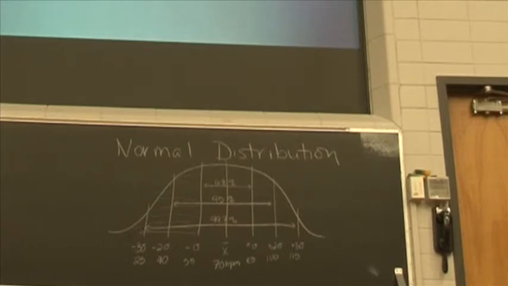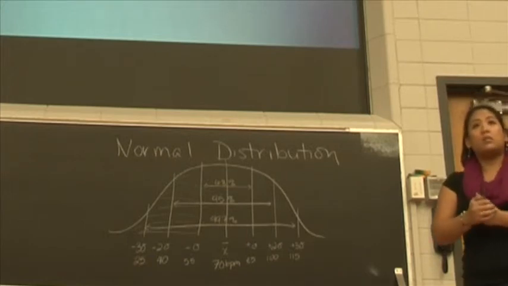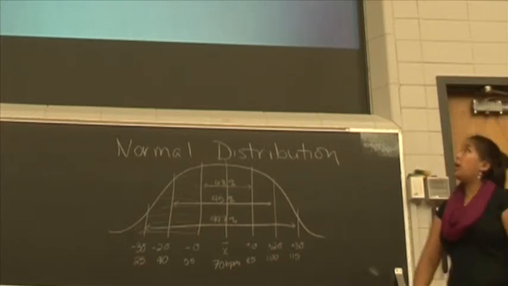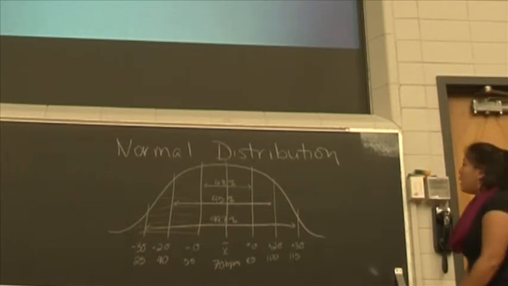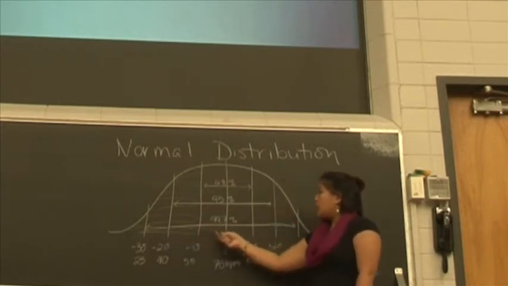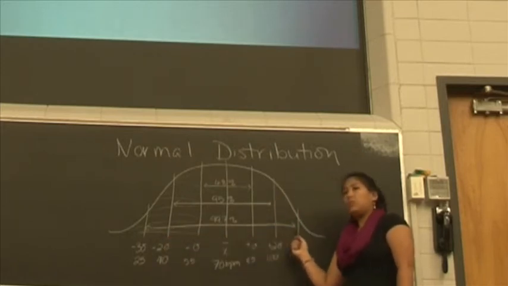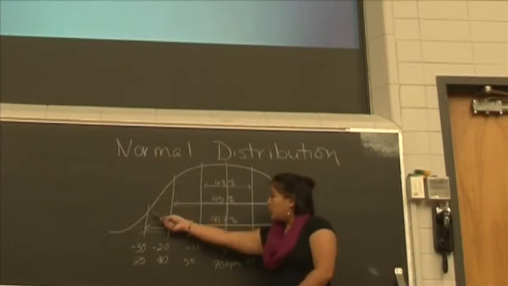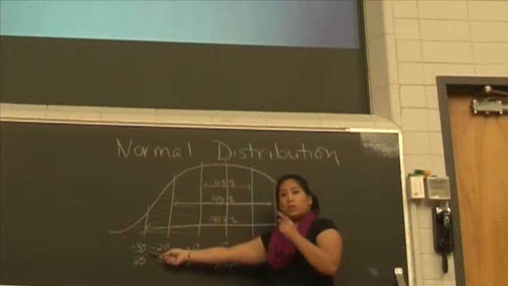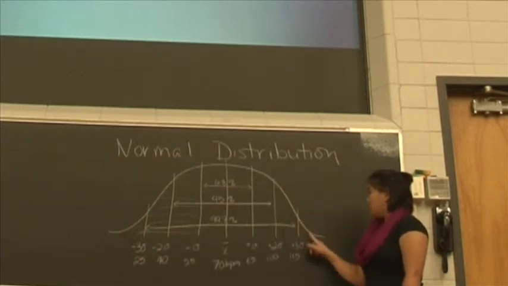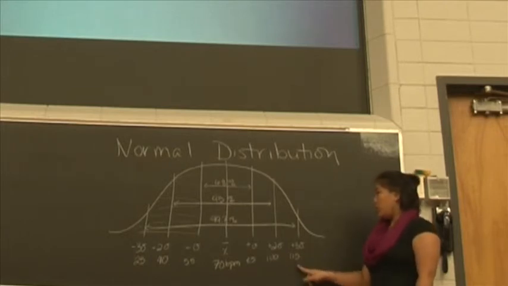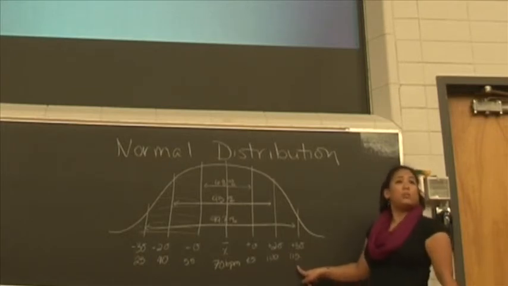Okay, so now we're going backwards. Instead of finding the percentage of heart rates between certain values, we're going to say, well, what are the heart rates in this percentage? Between what two heart rates do 99.7% lie? On the other end, plus 3 sigma goes with 115 beats per minute.